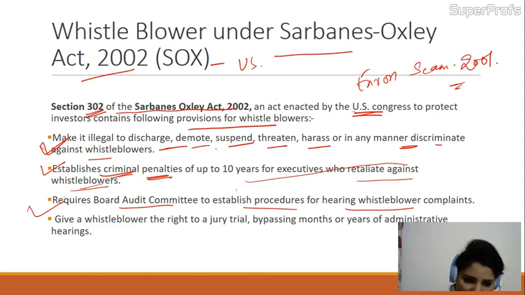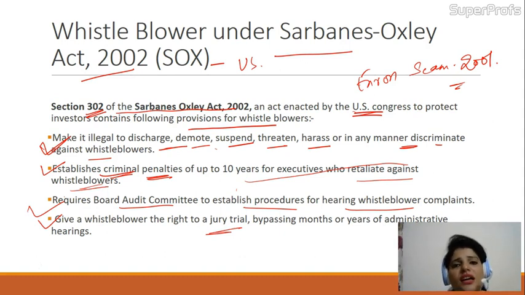Then last but not least, it gives a whistleblower the right to jury trial. Now, my friends, jury trial, bypassing months and years of administrative hearings. Now, what happens whenever there is a case pending in the judicial system? There is a lot of administrative proceedings which take place over months. So the whistleblower, if there is any kind of activity that involves whistleblowing, then in that case, that person who has raised his voice as a whistleblower is entitled to a jury trial.